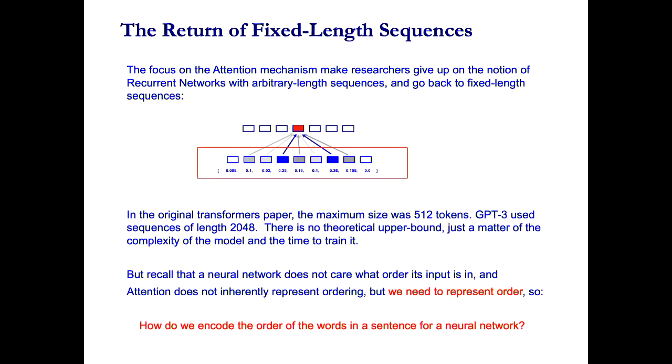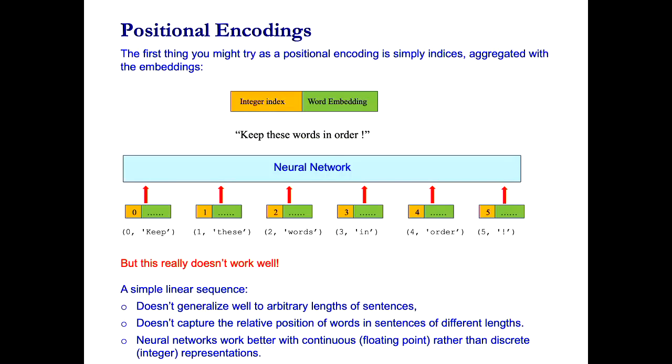But we need order. We need to talk about order. So how do we encode the order of words in a sentence for a neural network? Now here's where things get a little bizarre. The first thing that would occur to you, I often say this, is simply indices. So here, instead of adding them, I have aggregated by concatenation. I don't think adding would work at all, but let's just say we aggregate them by concatenating.